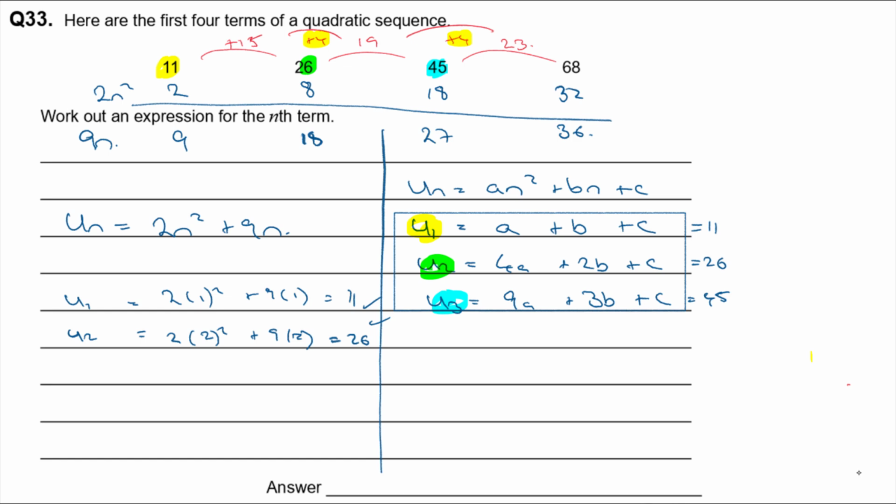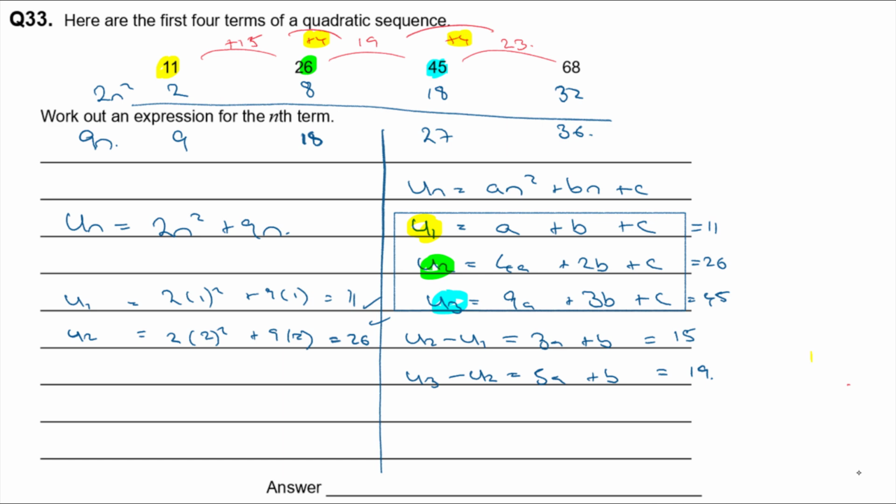So if I do u2 minus u1, that's going to be 4a take away a, which is 3a, 2b take away b, which is b, c take away c, which cancels, and 26 take away 11 is 15. Okay, and if I do the same thing for u3 take away u2, I'm going to get 9a take away 4a is 5a, 3b take away 2b is b, and c take away c is 0, and 45 take away 26 is 19. Okay, so now I've got 2 more equations.